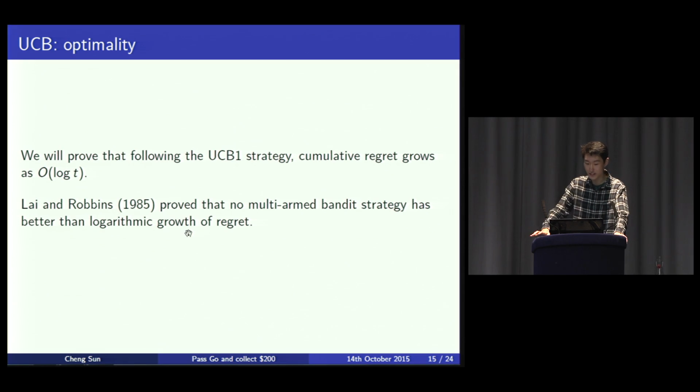OK, so actually, we're going to prove that UCB is optimal. I mentioned that UCB allows cumulative regret to grow on the order of log t, so logarithmically as time goes by. But a classic paper by Lai and Robbins back in 1985 actually proved that there is no multi-arm bandit strategy which has better than logarithmic growth for a very large class of reward distributions. So we're going to prove that UCB does have this logarithmic cumulative regret.